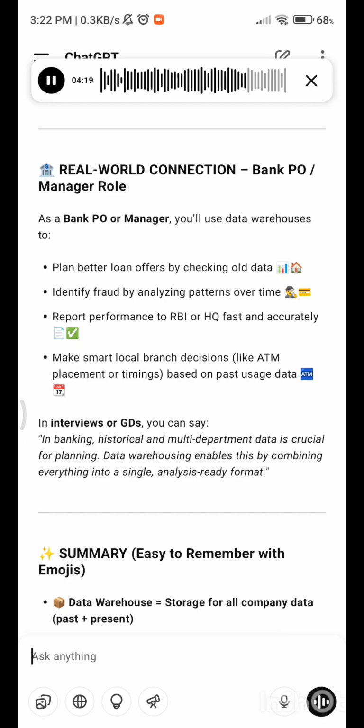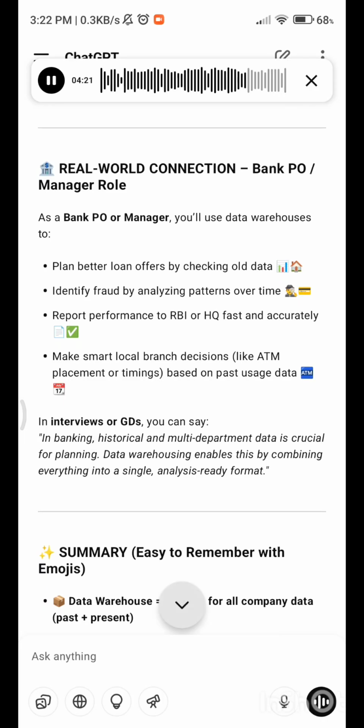Real-world connection. Bank PO manager role. As a bank PO or manager, you'll use data warehouses to plan better loan offers by checking old data, identify fraud by analyzing patterns over time, report performance to RBI or HQ fast and accurately, and make smart local branch decisions like ATM placement or timings based on past usage data. In interviews or GDs, you can say, in banking, historical and multi-department data is crucial for planning. Data warehousing enables this by combining everything into a single analysis-ready format.